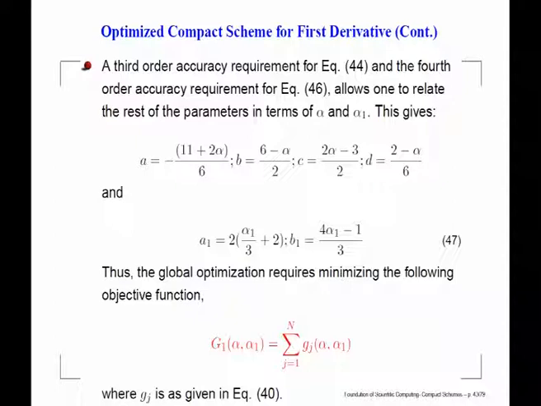So, we could do that, as I said, with the help of the stencil given at the first point and equating the Taylor series coefficients, we can work out this expression for A, B, C, D in terms of alpha like this. Okay. This gives us a third order accuracy, right? Whereas the internal stencil we can work for fourth order accuracy, and we can get A1 and B1 in terms of alpha 1. So, the global optimization requires basically looking into alpha 1 space, which we can do, because now we can estimate Gj at alpha and alpha 1.